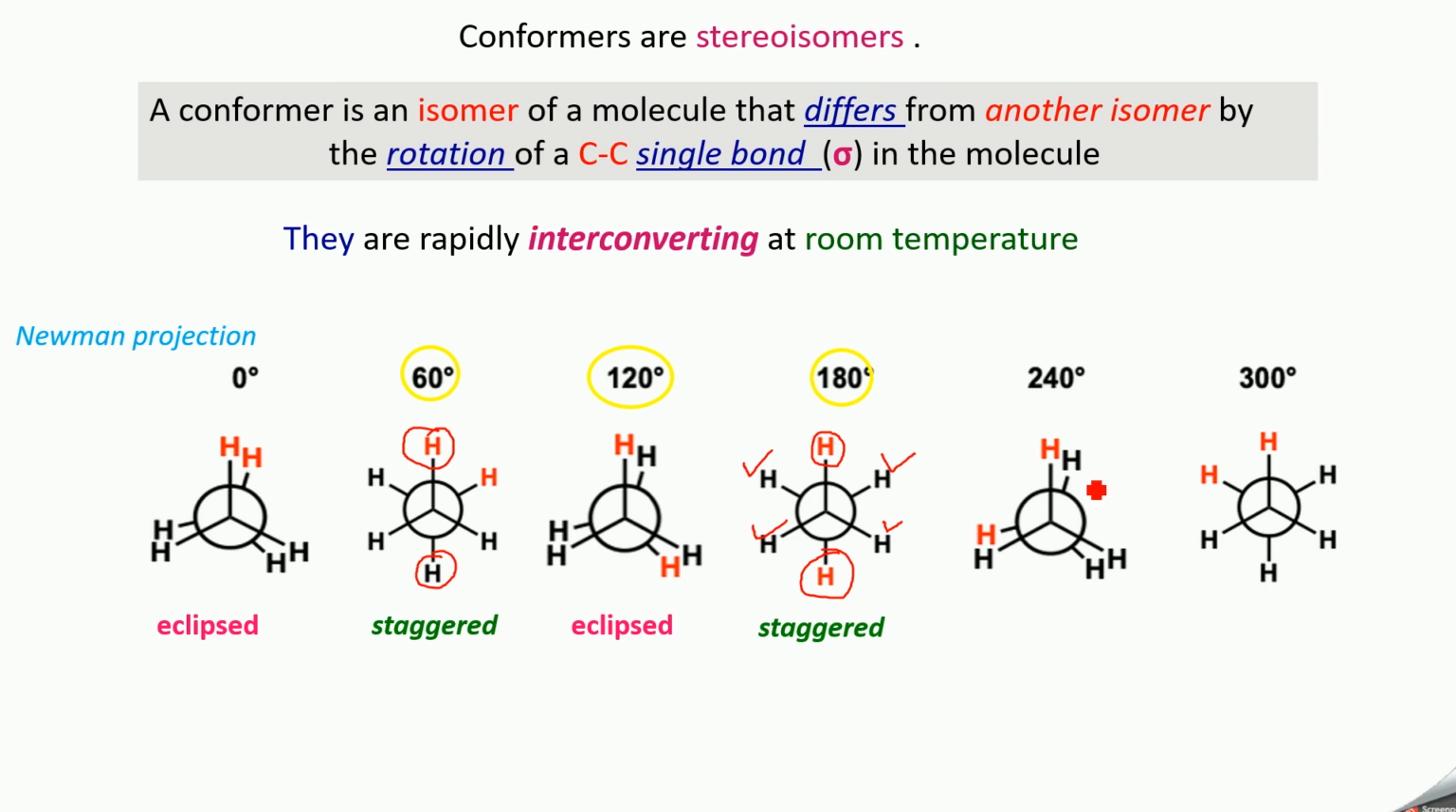Again when you rotate by 60 degrees, you are getting this form where two hydrogens are in the same line, so it comes under eclipsed form. Again when you rotate by 60 degrees, what will happen? This hydrogen and this hydrogen are opposite to each other. Similarly this hydrogen and this hydrogen are opposite, and this hydrogen and this hydrogen are opposite to each other. So it comes under staggered form.